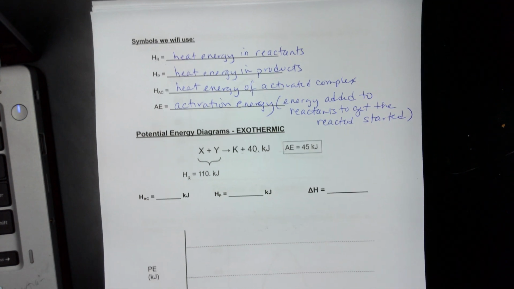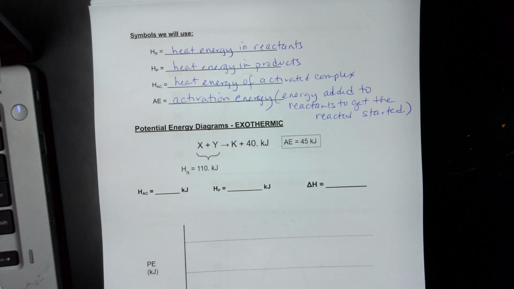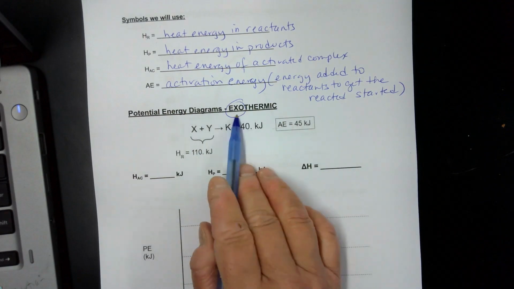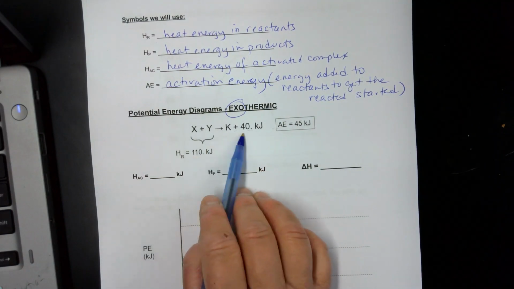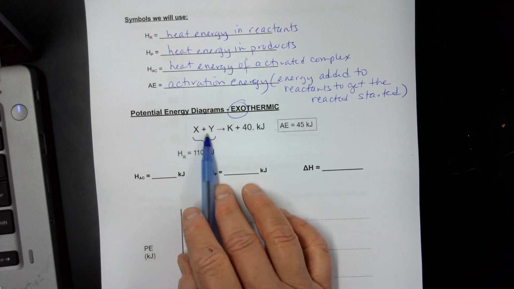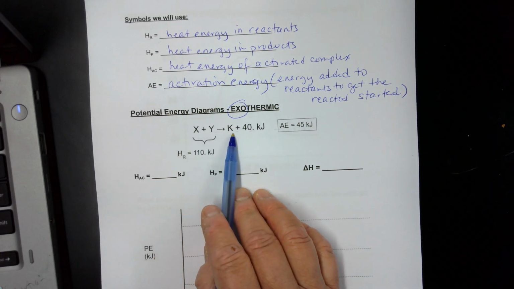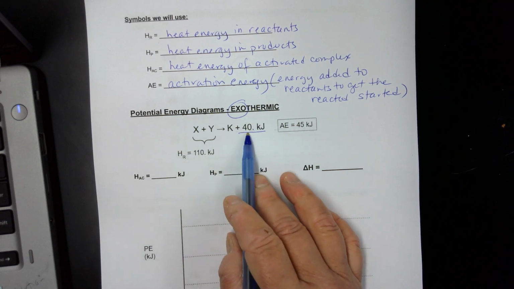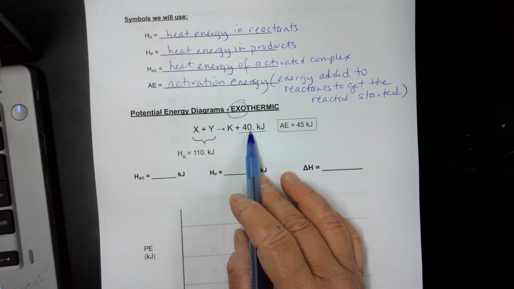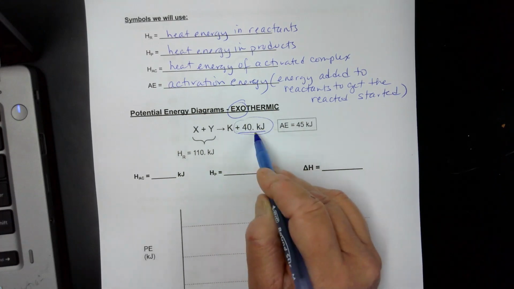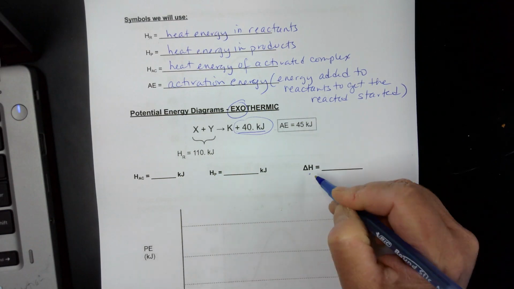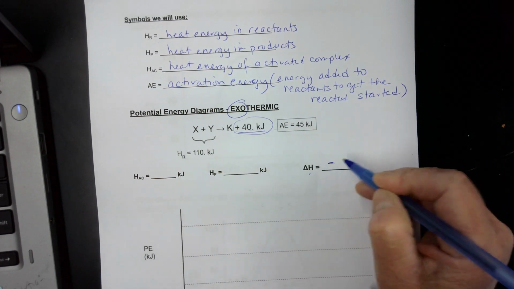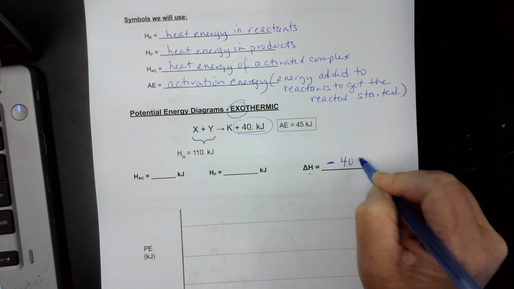Okay, so let's create and analyze an exothermic potential energy graph, or potential energy diagram. We're starting with exothermic, but I shouldn't have had to tell you that, because we can figure it out just by looking at this reaction. We've got reactants X plus Y turning into product K plus 40 kilojoules. The fact that the energy term is on the product side tells you that this is exothermic. So right away, we know what the delta H is. The change in the energy from reactants to products is the energy term in the equation, and because it's exothermic, we report it as a negative number, negative 40 kilojoules.